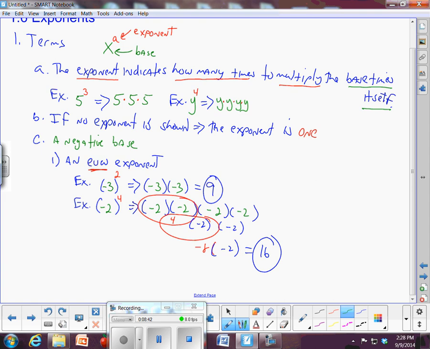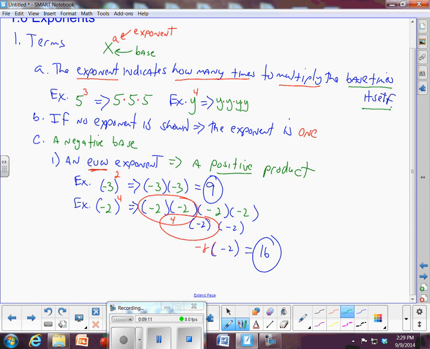So whenever there's an even exponent, that implies a positive product. When you have a negative base but an even exponent, you get a positive product.